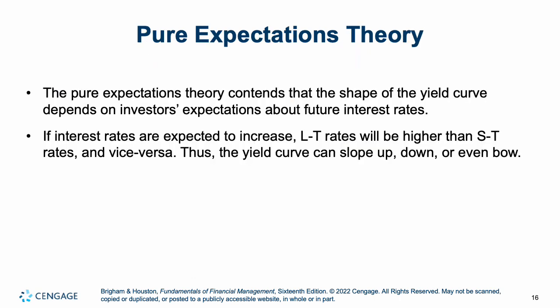The pure expectations theory contends that the shape of the yield curve depends on investors' expectations about future interest rates. If rates are expected to increase, long-term rates will be higher than short-term, and vice versa. So you can get an upward sloping curve, a downward sloping curve, or even a bowed curve depending on where in time, and it all depends on what people expect rates to be in the future.